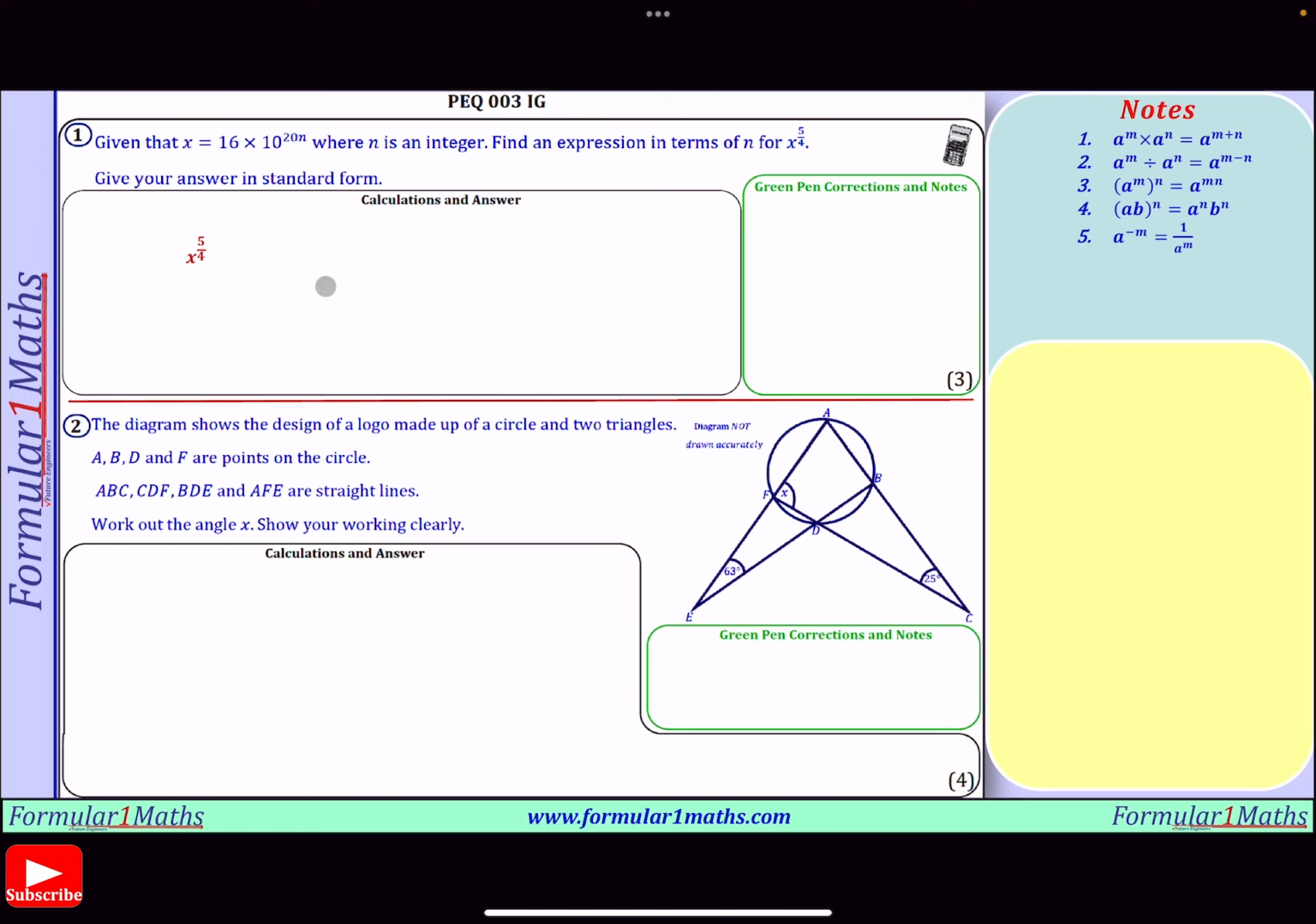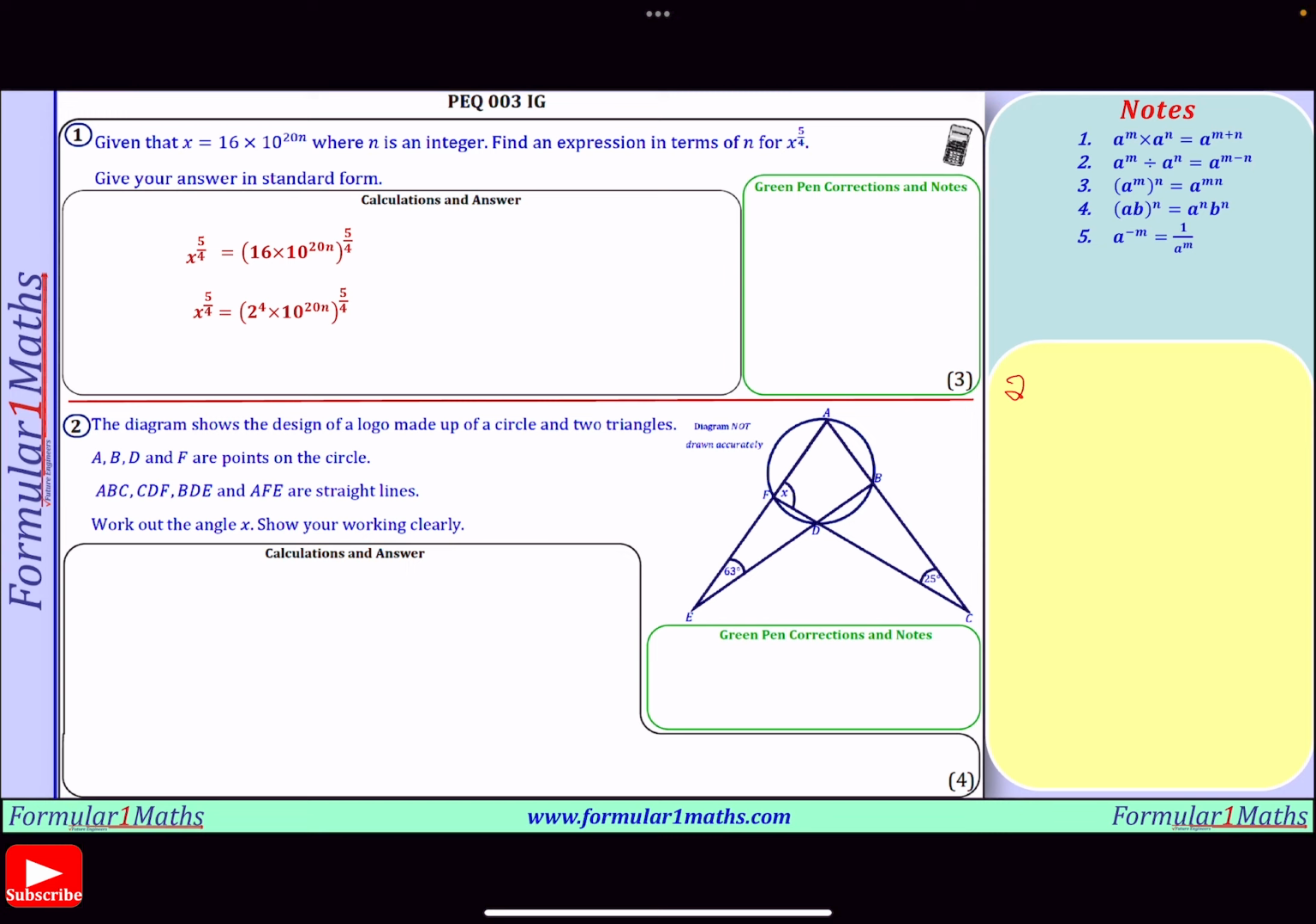By substitution, x to the power 5 over 4 can be written as 16 times 10 to the power 20n, all of that raised to the power 5 over 4. But 16 is 2 to the power 4. So, x raised to the power 5 over 4 is equal to 2 to the power 4 times 10 to the power 20n, all of that raised to the power 5 over 4. We are now going to use the laws of indices, specifically rule number 3, to simplify this expression here.